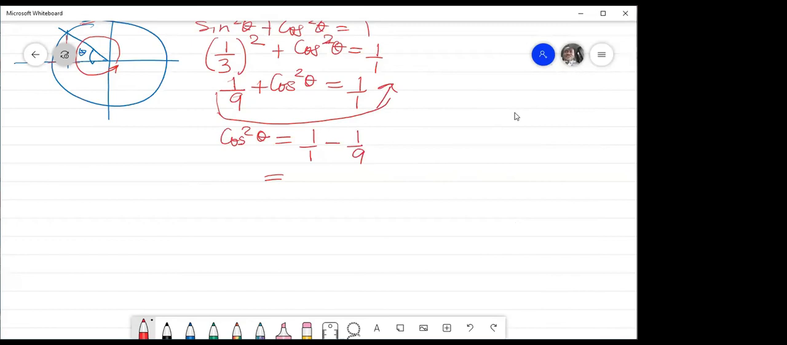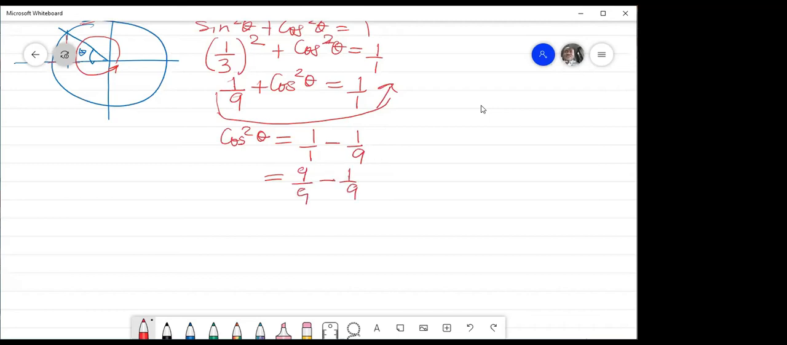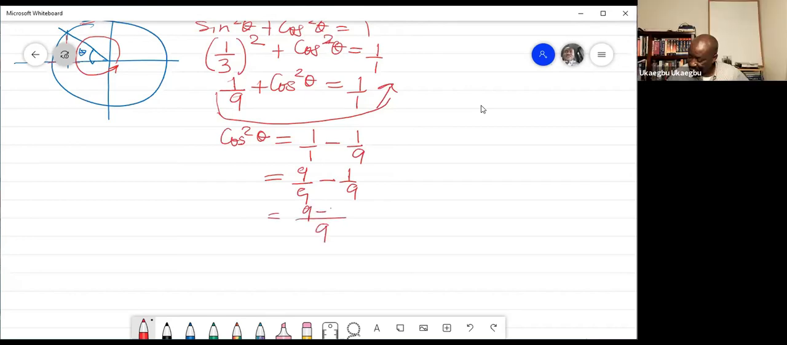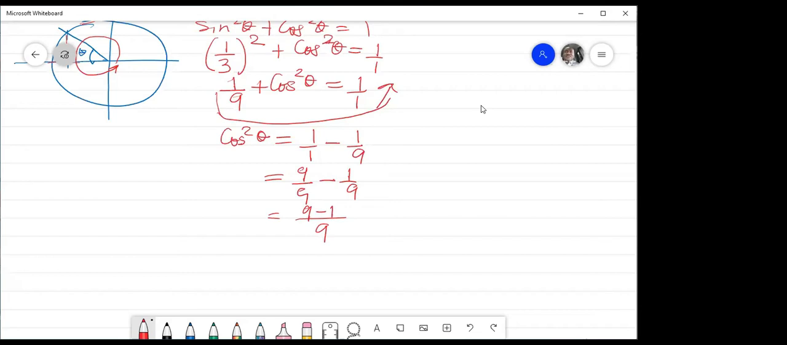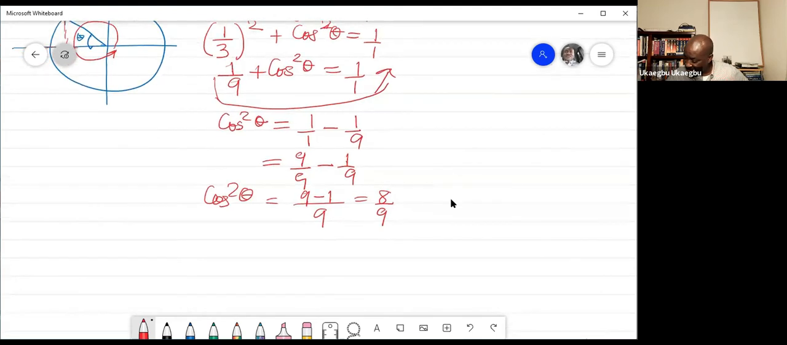Go ahead and explain. It's simply taking the denominator, which is 9. It's just like what we did in the first run. You're going to transpose: 9 over 9 minus 1 over 9. They take the denominator, which is 9. 9 into 9 is 1, 1 times 9 is 9, minus 1 equals 8 over 9. Okay, so this is 8 over 9. So that's cos squared theta. All right, so cos squared theta is 8 over 9.